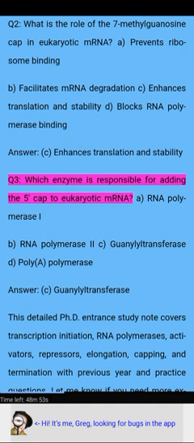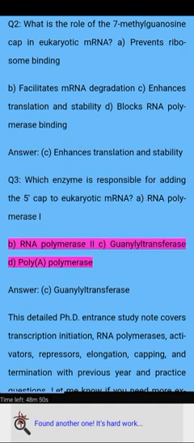Q3. Which enzyme is responsible for adding the 5' cap to eukaryotic mRNA? A. RNA polymerase I. B. RNA polymerase II. C. Guanylyltransferase. D. Poly-A polymerase. Answer: C. Guanylyltransferase.